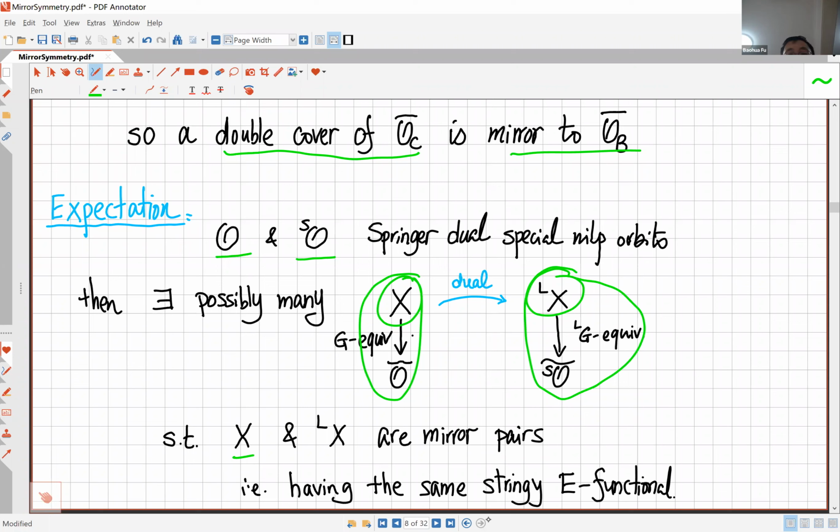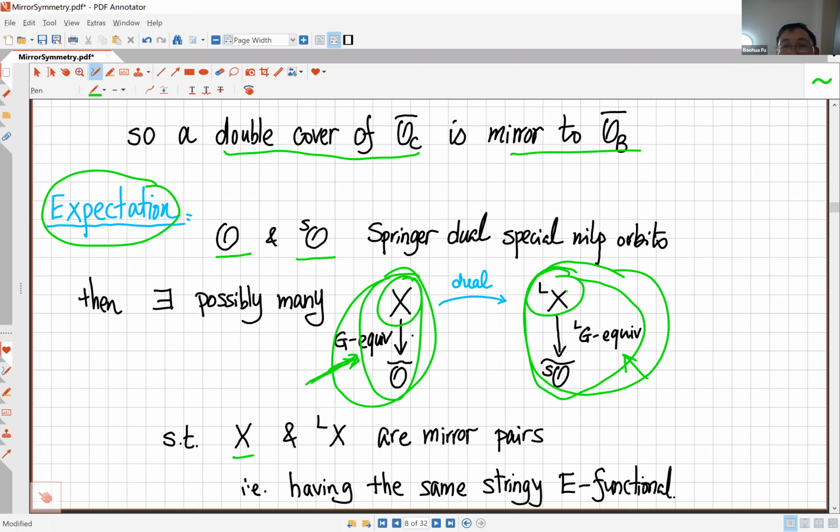So the main point to make this expectation work is to figure out which equivariant cover we will take. So which one will we take? If we fix some equivariant cover on the left-hand side, how do we find a corresponding cover on the right-hand side? This is the main question.